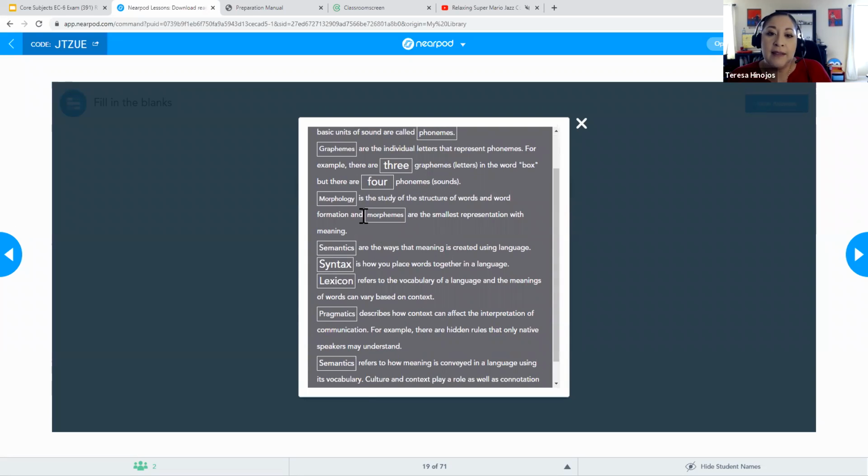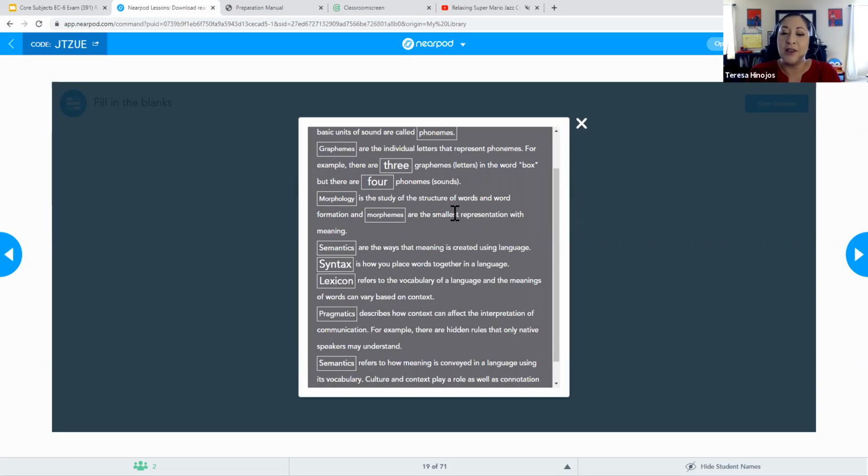Then we have morphology, and that's the study of the structure of words as well as their formation. And morphemes are going to be the smallest representation with meaning. So in other words, if I'm just looking at this word smallest, right? When I break that word down, I've actually got the word small, and then I've also got that suffix of est. So for this word, we would have small, and then we would also have est as those morphemes. Those are the small parts that actually make up the language.